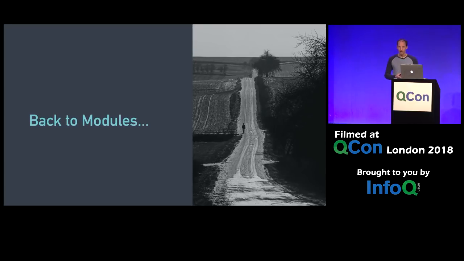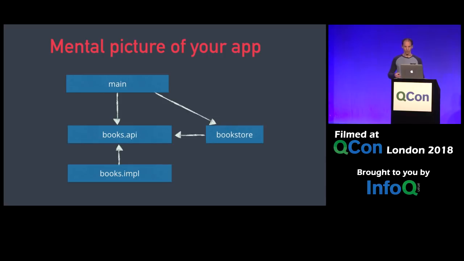But we have a class path application and we're on Java 9, so we want to use modules as well, right? Before we look at how to move this Spring application into the modular world, let's first talk about why you want to do that. Because typically, what we have in our whiteboard designs is a very nice architecture diagram, right? So we have a main part of the application that uses a books API, and there's a bookstore functional part of the application. There's an implementation of the API. It's all nice and clean.